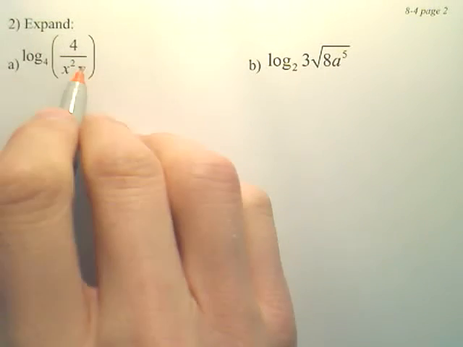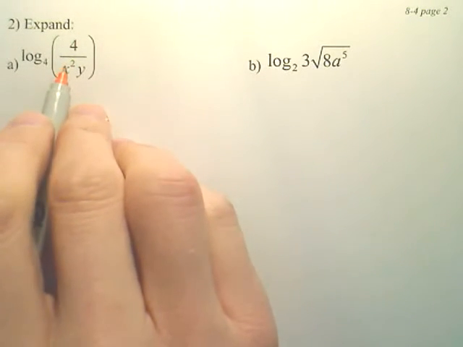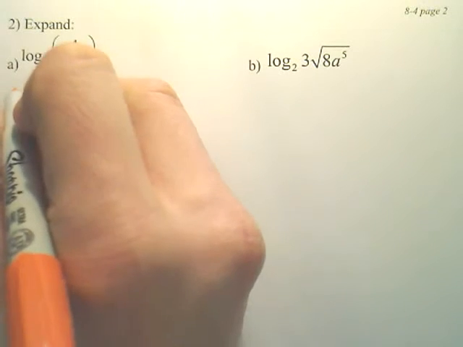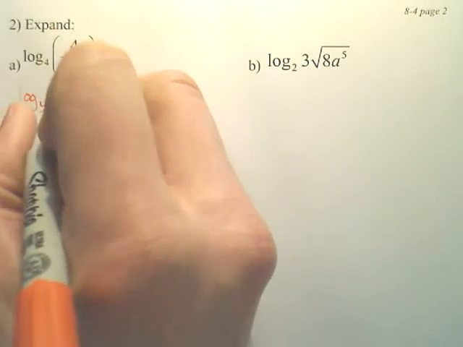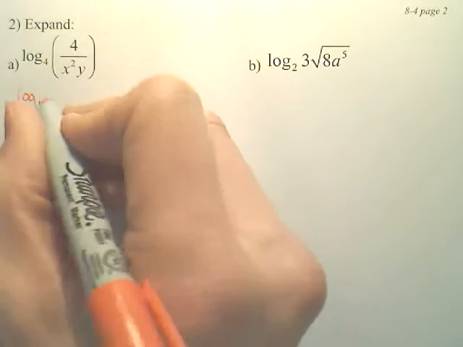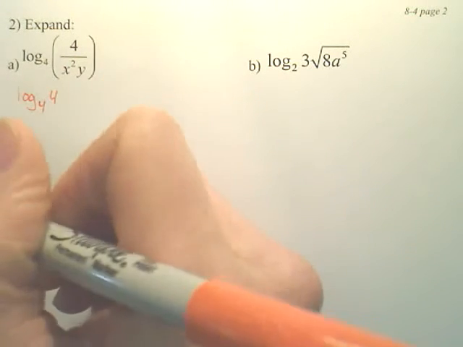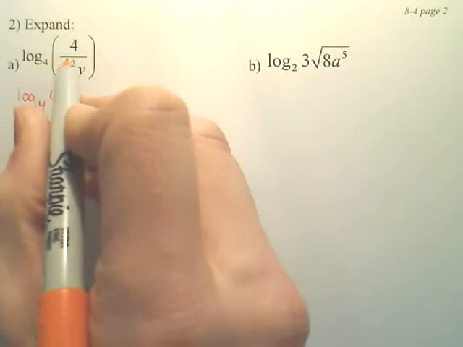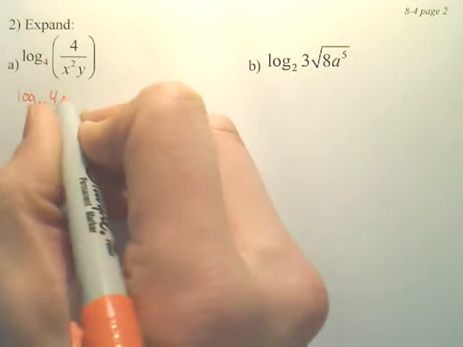Okie dokie, guys, we're going to expand this. So in order to expand, you have to keep the same base. So it's going to be log base 4, and you have a 4 here. So log base 4, 4. Then you have divide. So divide is minus, so you can have a minus.